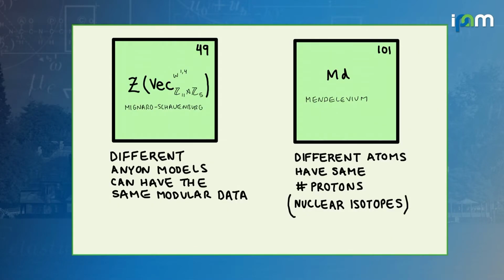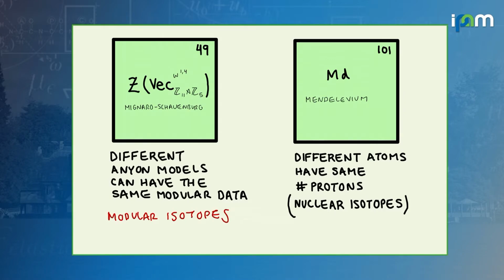So with this analogy, maybe bear with me a little bit. Different atoms can have the same number of protons, right? These are nuclear isotopes. They have different numbers of neutrons. And we've learned in the past few years that different anyon models can have the same modular data. And so you might call these things modular isotopes. So this is where the name comes from.